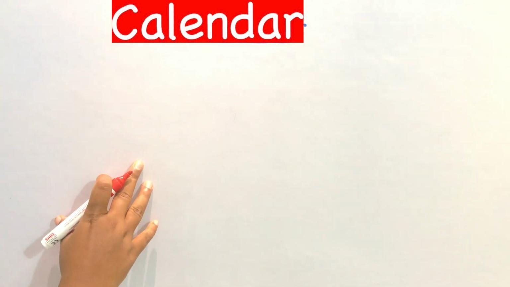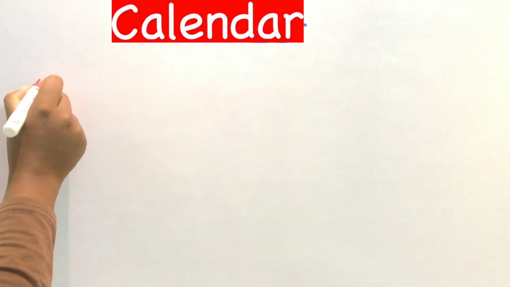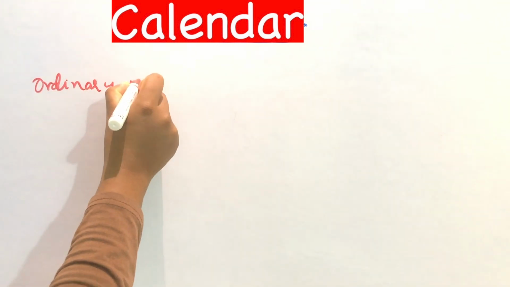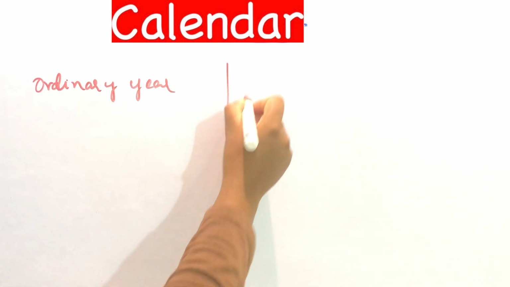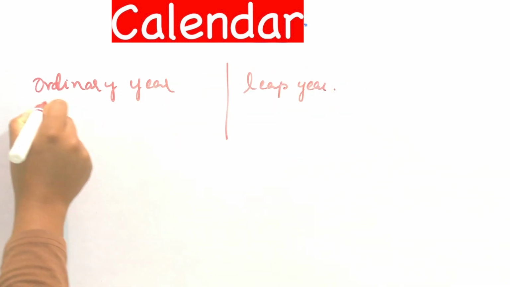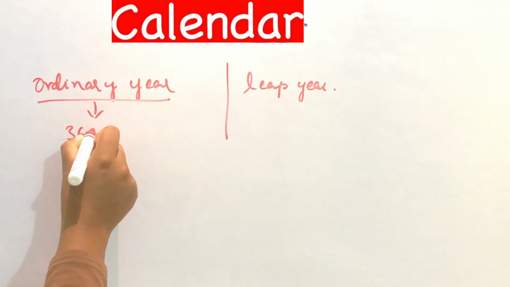Hello everyone, today let's learn about calendars. Basically in these calendars we have ordinary year as well as the leap year. So coming to this ordinary year we have 365 days.